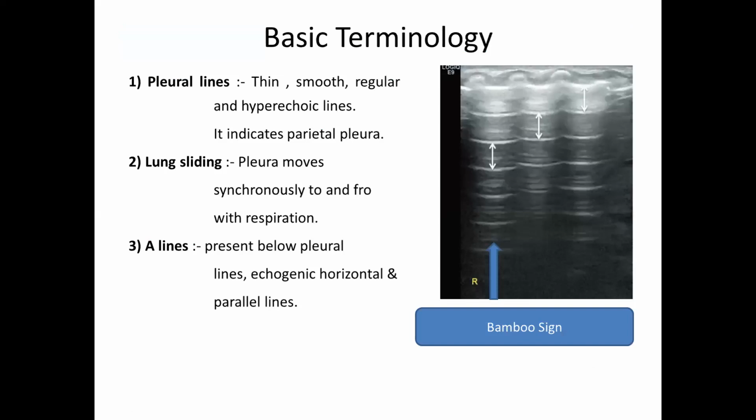Some basic terminologies used in lung ultrasound are pleural lines, which are seen like thin, smooth, regular, hyperechoic lines, which indicate the parietal pleura, and the similar lines seen below the pleural lines, which are echoic, horizontal, and parallel lines, seen like a bamboo sign. And lung sliding is when the pleura moves synchronously to and fro with respiration. That is seen in the video. As this is a still image, we can't see the lung sliding, that I'll show in the last part.